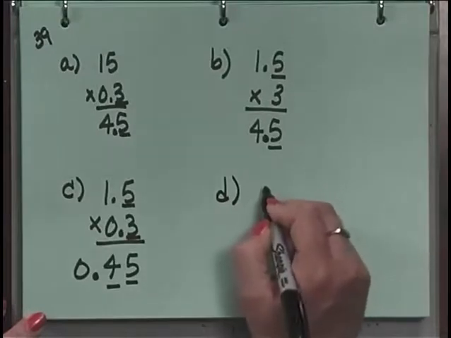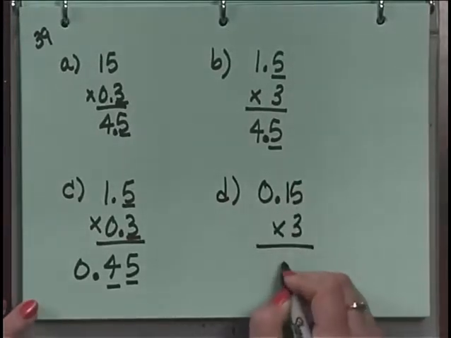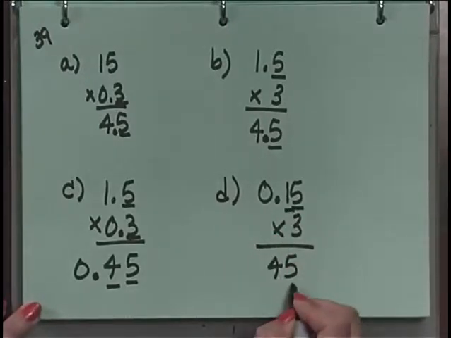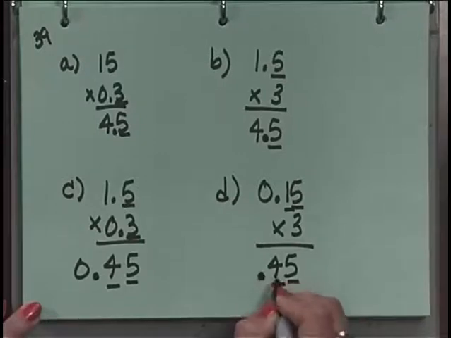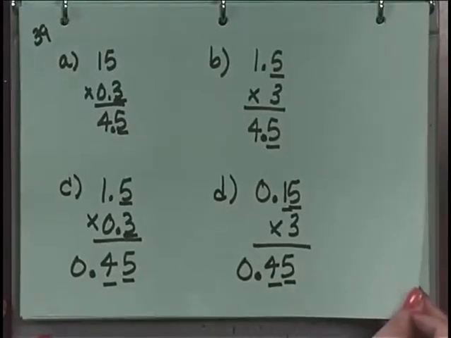Problem D, we have 15 hundredths being multiplied by 3. Well, again, 15 times 3 is 45, and I have two digits to the right of the decimal in my factor, so I need two digits to the right of the decimal point in my product. 45 hundredths would again be my product.